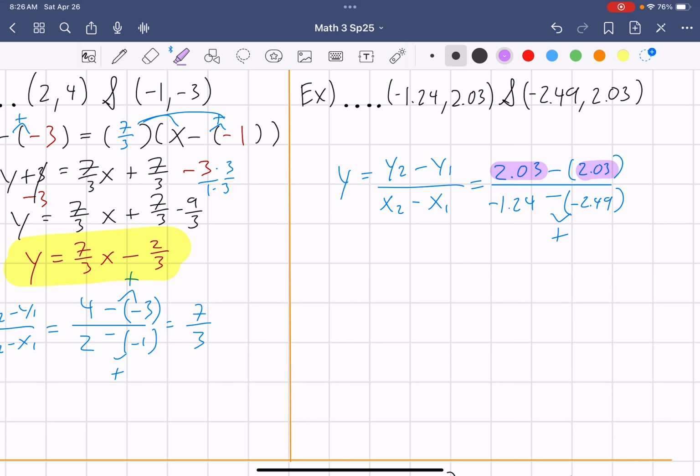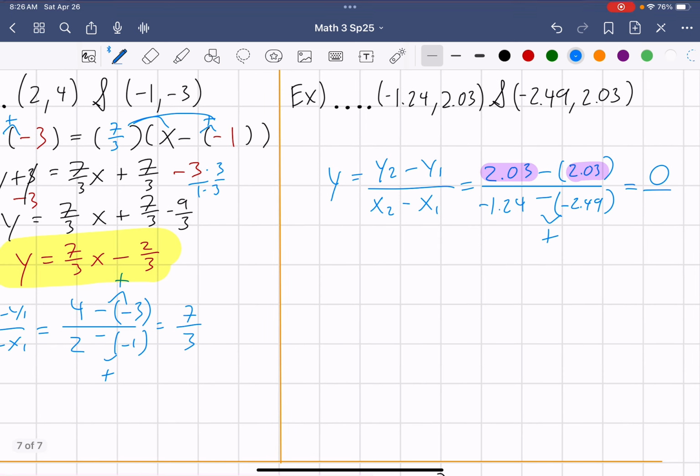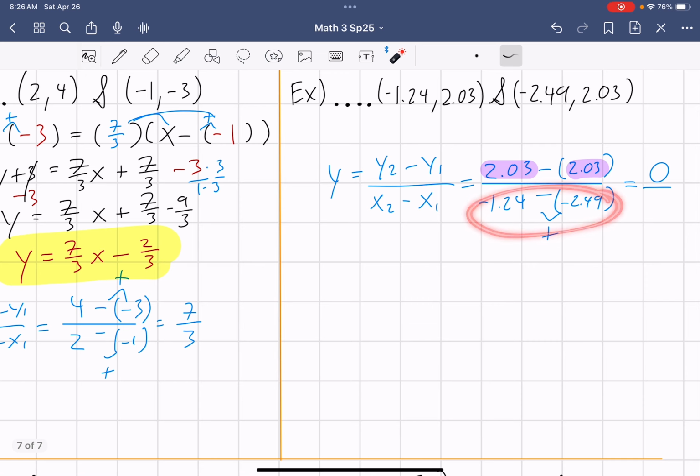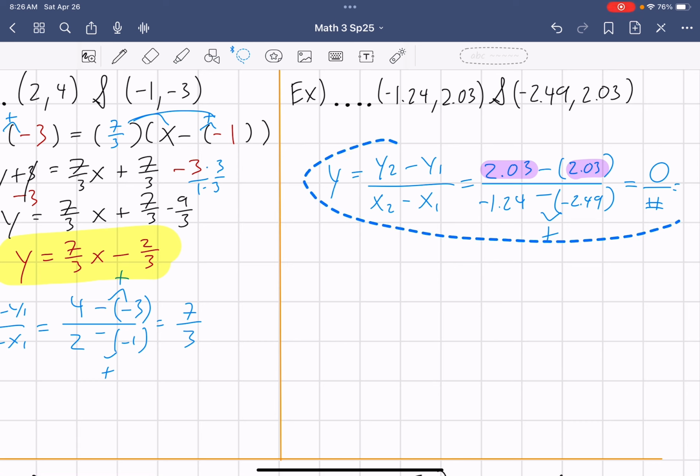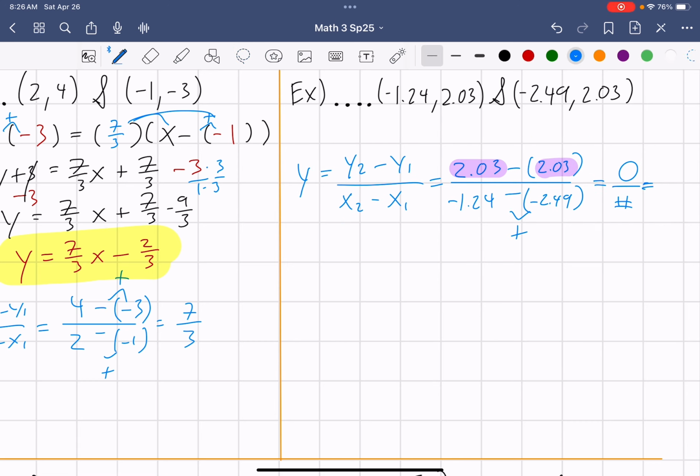2.03, 2.03, they're the same. What happens when you subtract two numbers that are the same? You get 0. And then it doesn't really matter what this ends up being down here, because whatever number that is, we know that 0 divided by any number is always going to be 0. It's always going to give us 0.